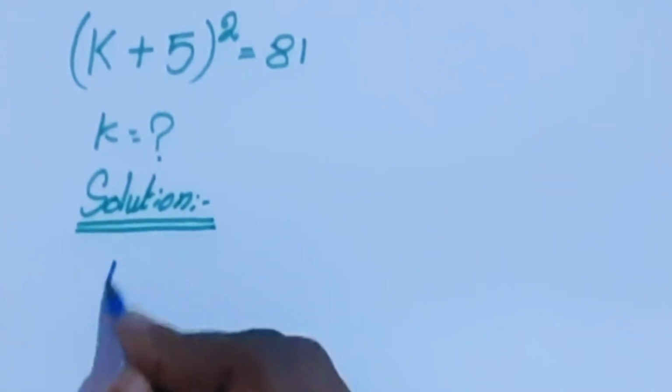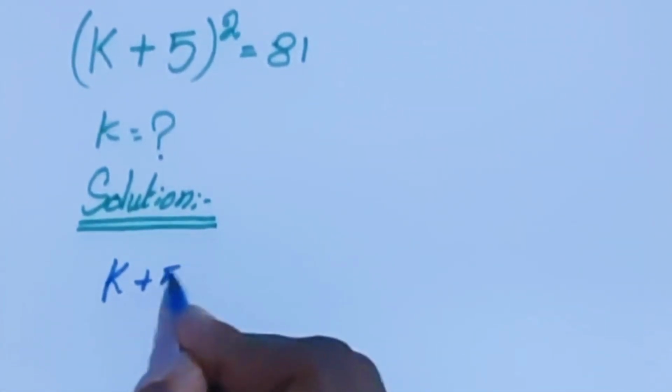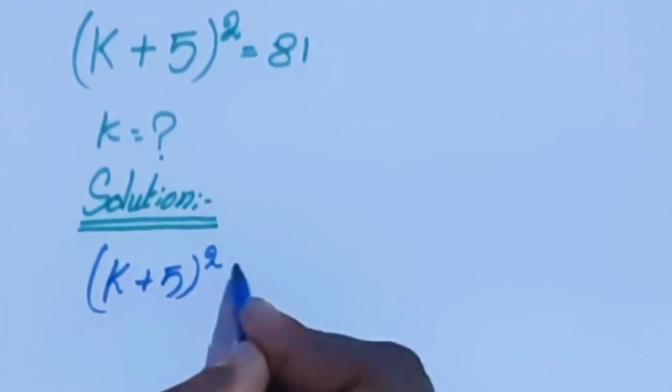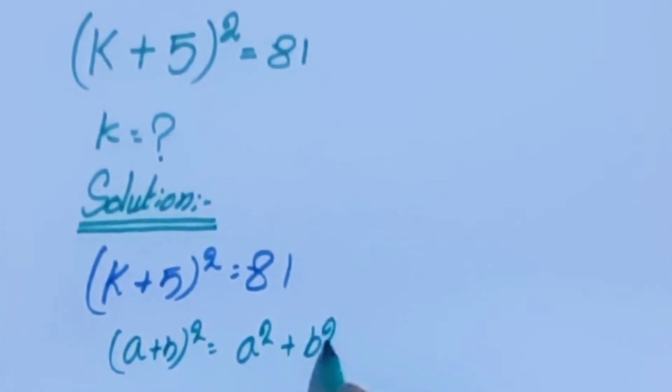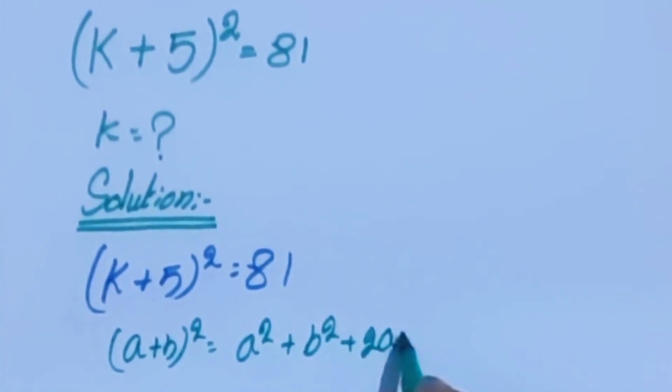Today we are going to solve this problem to find the k value. Solution: (k + 5)² = 81. Here we are going to use the algebra formula (a + b)² = a² + b² + 2ab. This algebra formula we are going to apply here.